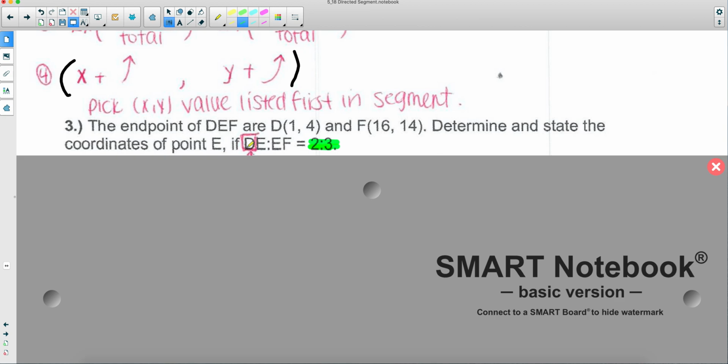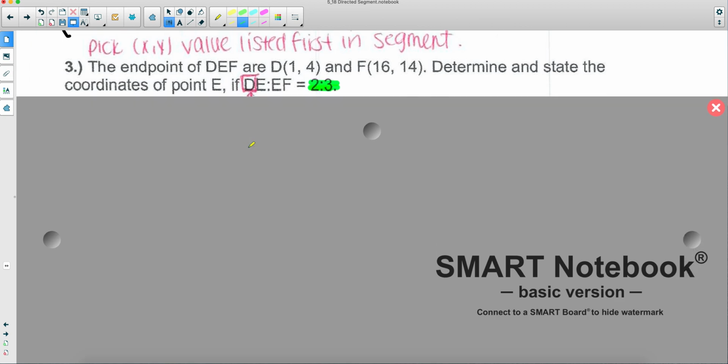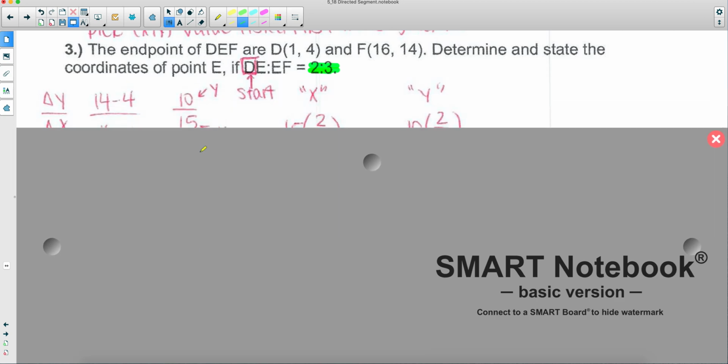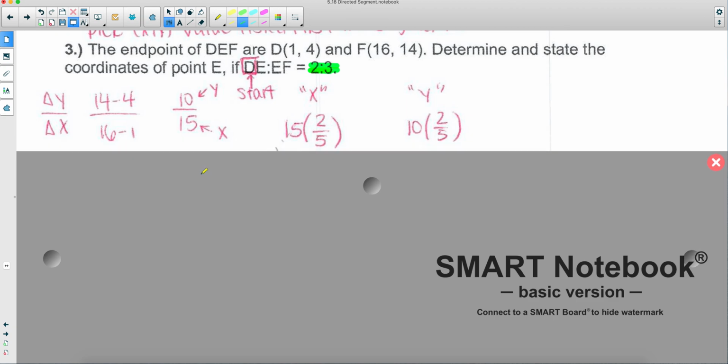And we know we're going to start at D because that was listed first. So remember, change in y over change in x comes first. So change in y, we have 14 minus 4, change in x, 16 minus 1. So we have change in y is going to be 10, change in x is going to be 15.